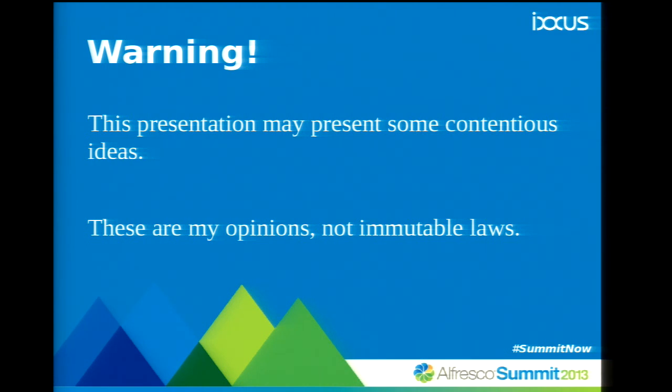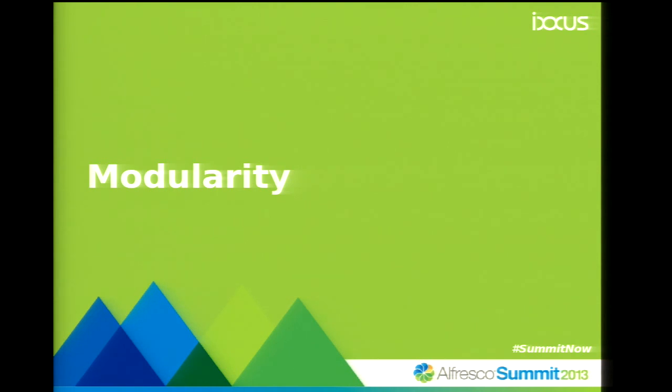So before I start the main content, I just want to present this as a warning. There probably are some contentious ideas in this presentation, and I think for me that's a good thing. I'm not presenting them as fact. I'm really presenting them here to demonstrate some of the things I've picked up, and hopefully to get some feedback on what we think is a good idea for modularity in Alfresco, what works and what doesn't, and what other people's experiences have been.